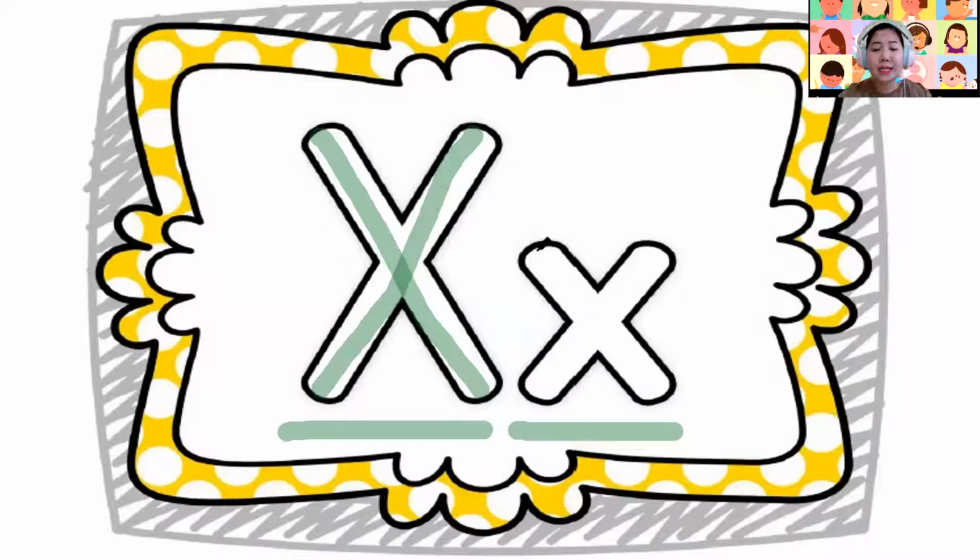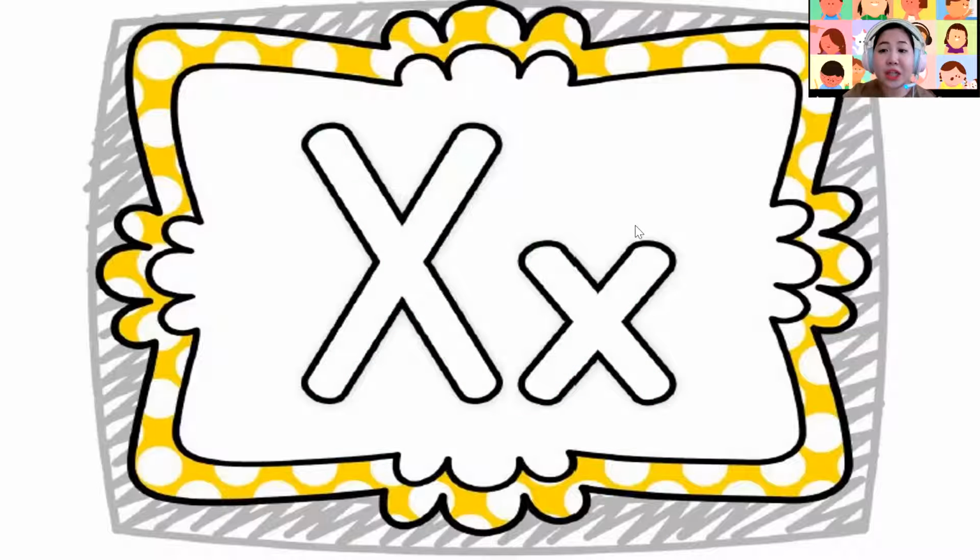For lowercase letter X, we still start at the top but we make a small line going down, go back to the top, another small line going down. We have our letter X and the sound of X is x, x, x.